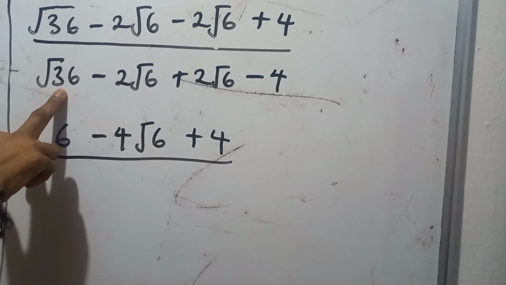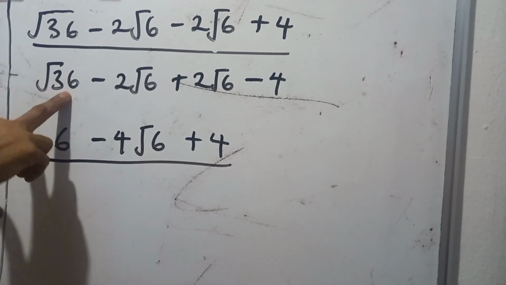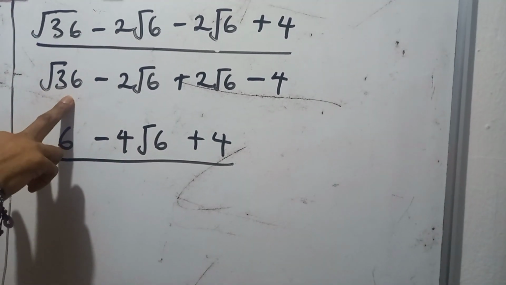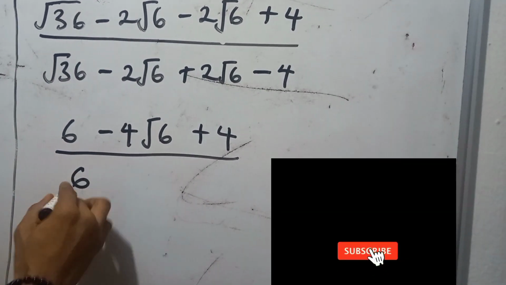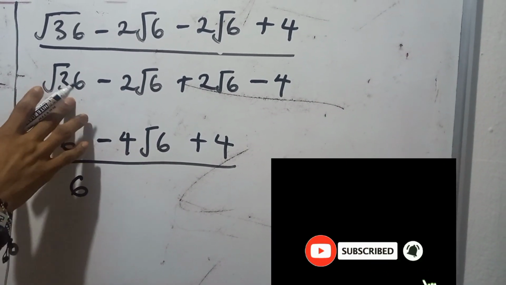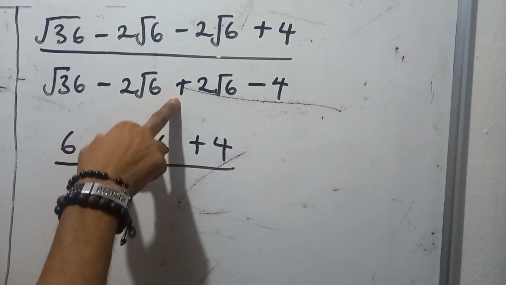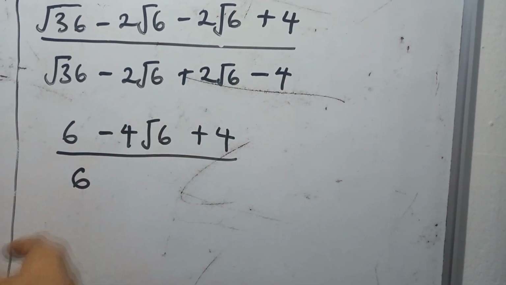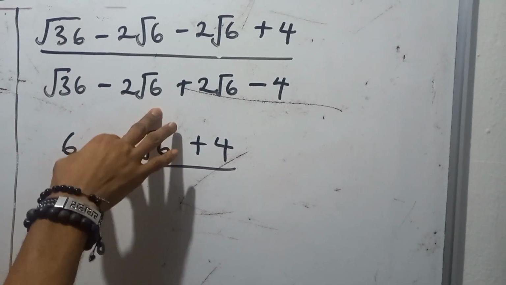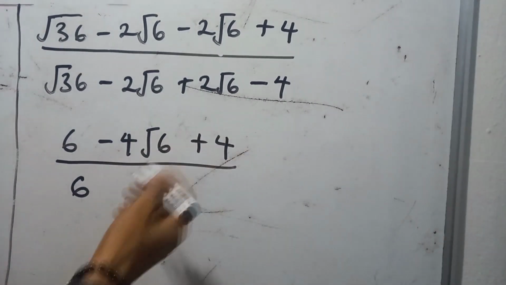The denominator also has a perfect square with a square root. So the square root of 36 is 6. Then minus 2 root 6 plus 2 root 6 is 0. So it is gone.